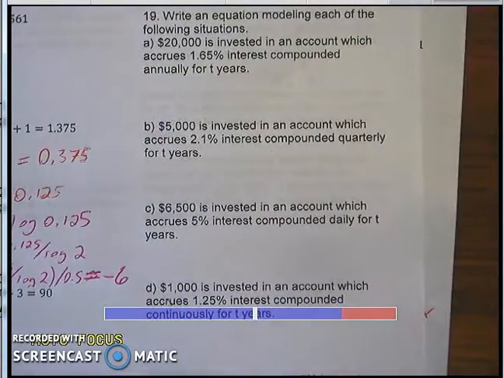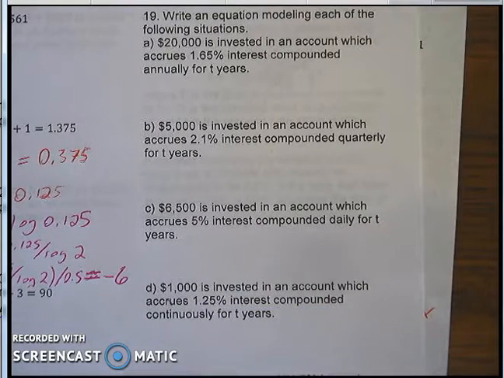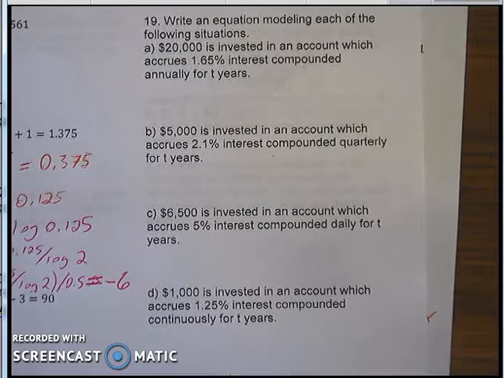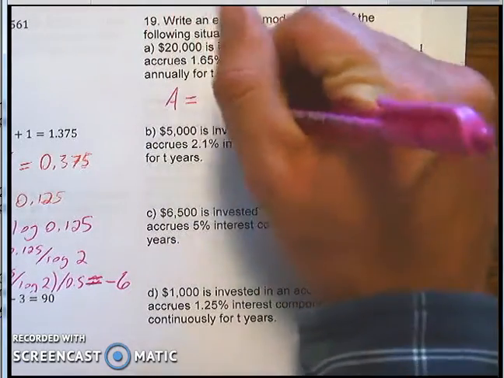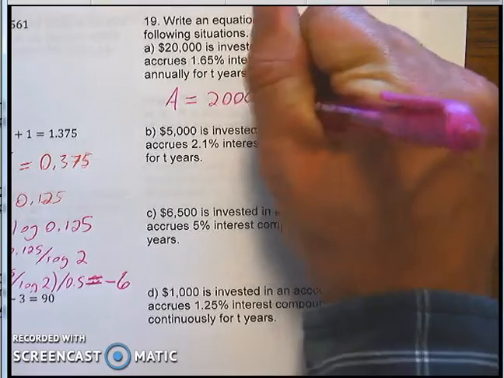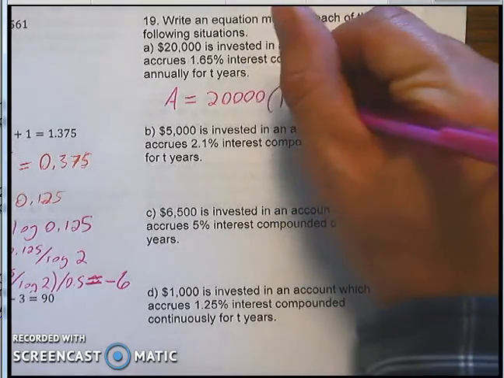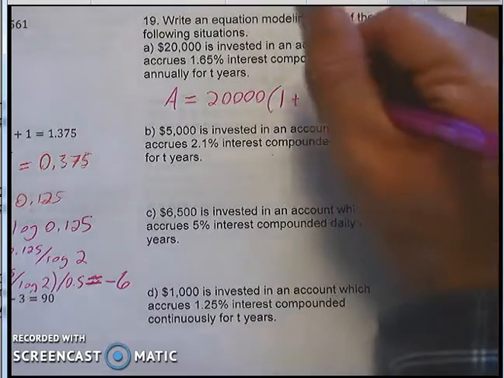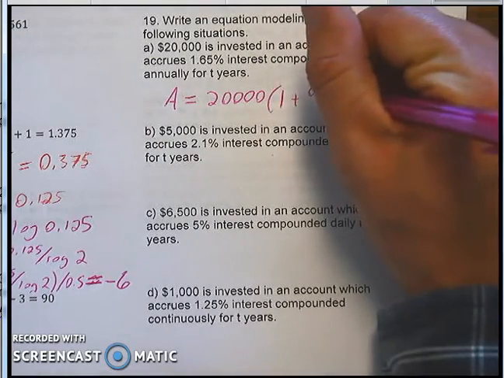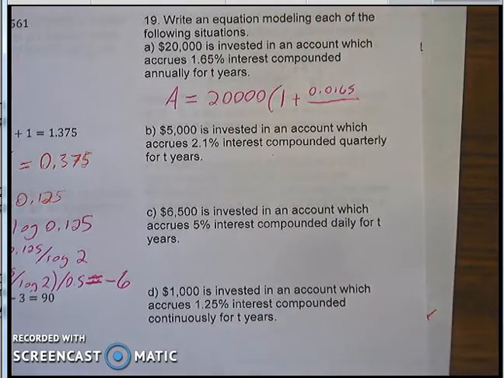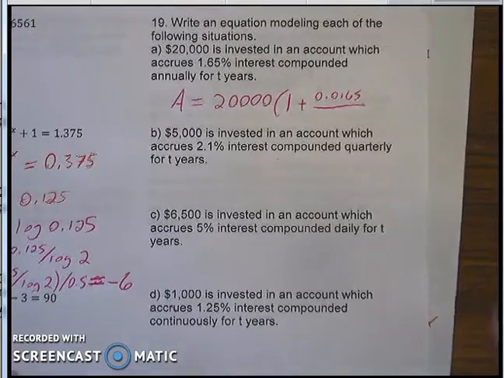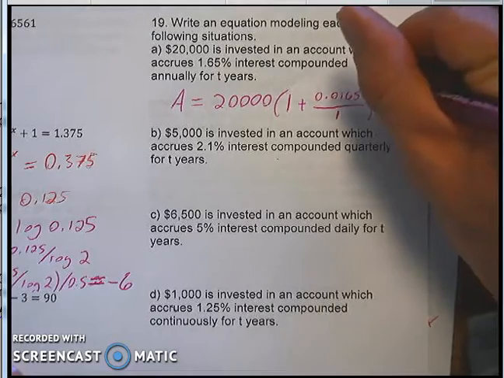So we're supposed to write an equation modeling each of the following situations. $20,000 is invested in an account which accrues 1.65% interest compounded annually for t years. So we usually start with an A for the future value, equals the present value, which is P, times 1 plus the interest rate divided by 100, which is 0.0165, divided by the number of compound periods per year, which in this case says annually, so that's just 1, raised to the 1 times t power.